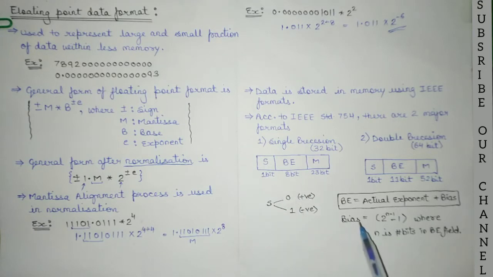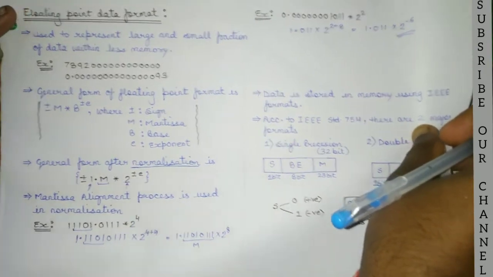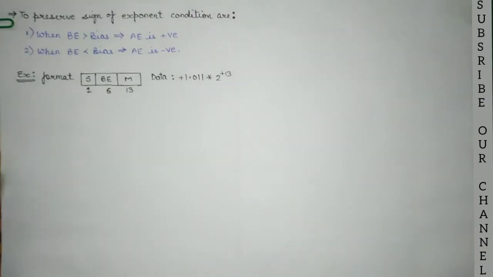And let me tell you one more thing, this BE is required when you are storing the data. But what if you have to retrieve the data? Whenever you want to retrieve the data, you have to find out the actual exponent, which can be calculated using the same formula. So this actual exponent will be equal to biased exponent minus bias, right? So this is very easy. I will be explaining the examples as well, so you do not need to worry about that. Now let me quickly show you a few more things, and then we'll be moving on to the questions, right?